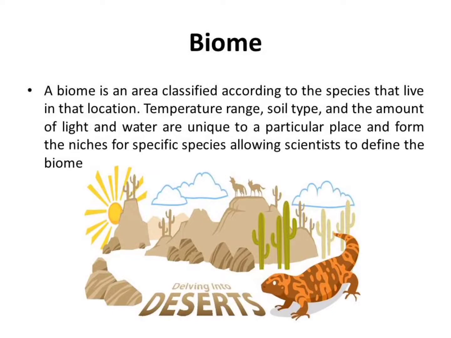Biome. A biome is an area classified according to the species that live in that location. Temperature range, soil type, and the amount of light and water are unique to a particular place and form the niches for specific species, allowing scientists to define the biome.